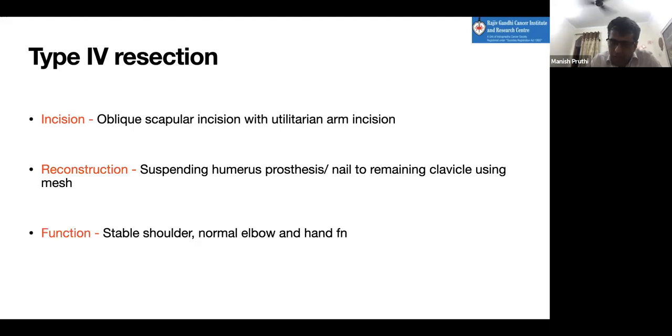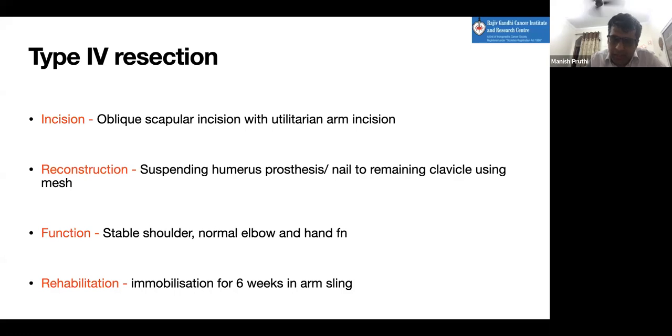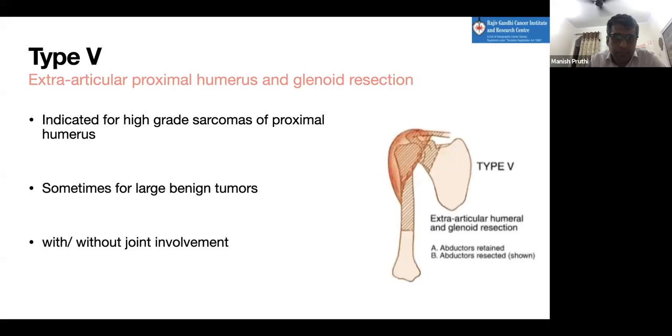Functionally, it also gives a stable shoulder, sometimes gives a normal elbow function, but sometimes it might give you a weak elbow depending upon the level of humeral resection. The hand function is usually normal. And rehabilitation is the same. We need to immobilize for 6 weeks in an arm sling.